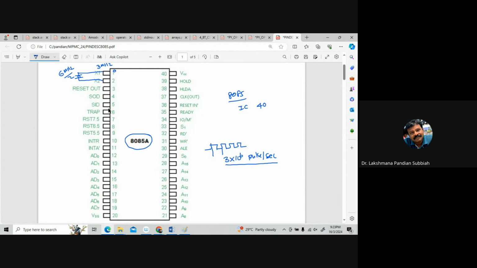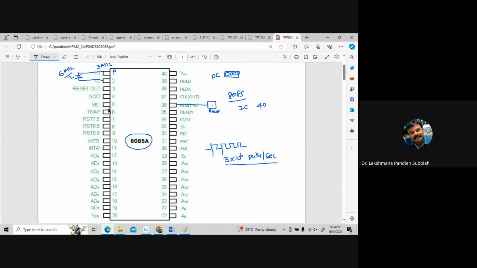Reset in is the 36th pin. For reset in, we have a reset key on the keyboard. When the reset key is pressed, the processor goes to the initial state, as the program counter has all zeros. Every internal device goes to its initial state.